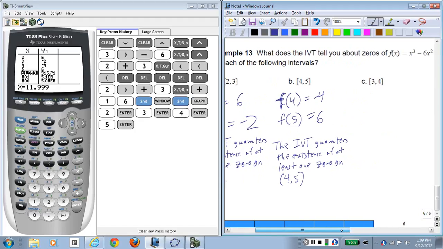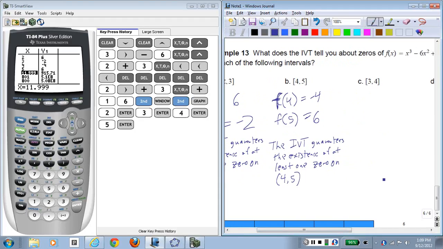What about the interval from 3 to 4? F of 3, already done that, that's negative 2. F of 4 equals negative 4. What does the intermediate value theorem have to tell us about the existence of zeros on this interval? It does not guarantee the existence of a 0 on this interval. It doesn't tell us there's not one.